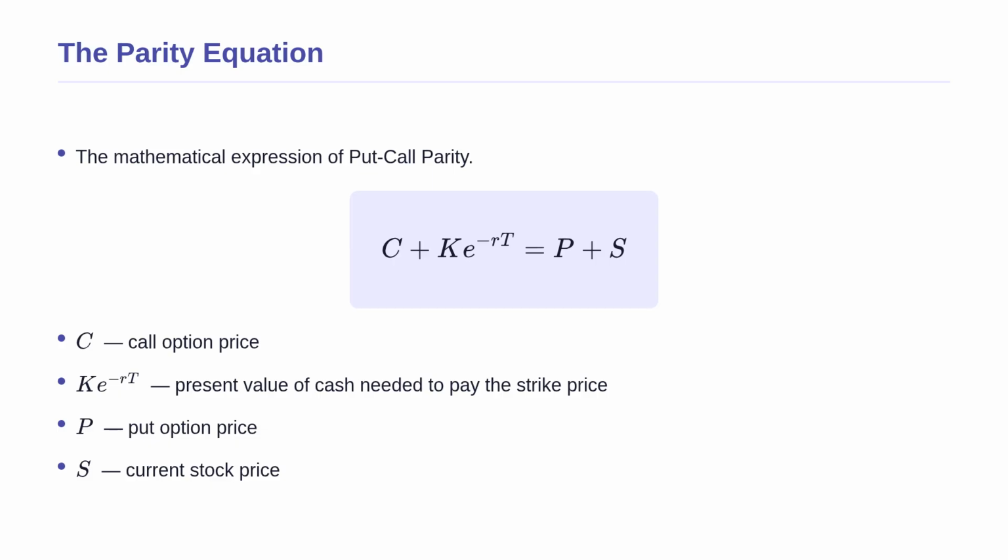If we know the price of a call option, we can easily rearrange this formula to solve for the put option price by simply subtracting the stock price from both sides. Let us see how this saves us time.